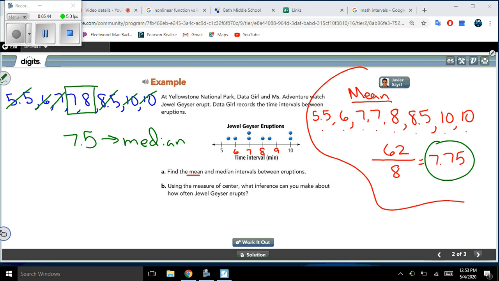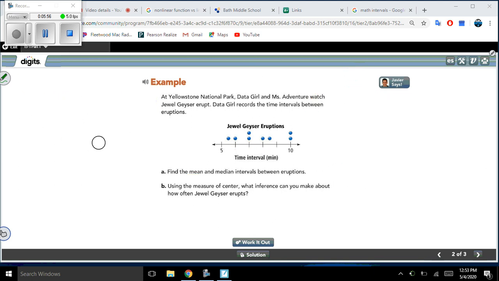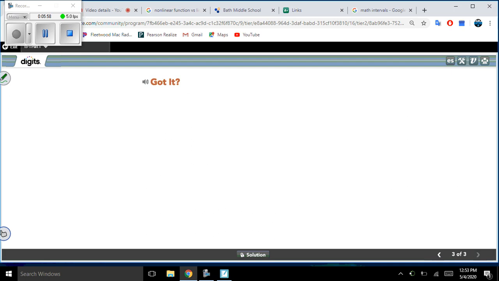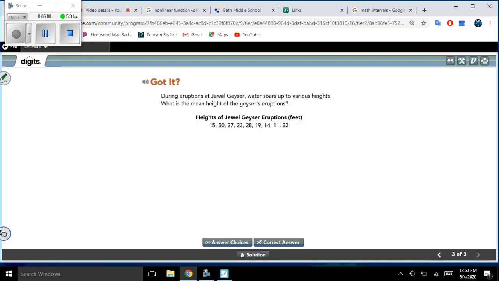It appears as though the geyser erupts every 7.5 minutes to 7 3/4 minutes. All right. Okay, move on to my next point that they'd like to make. The next point comes from the geyser during eruptions. Water soars up certain heights. What is the mean height of the geyser eruptions?